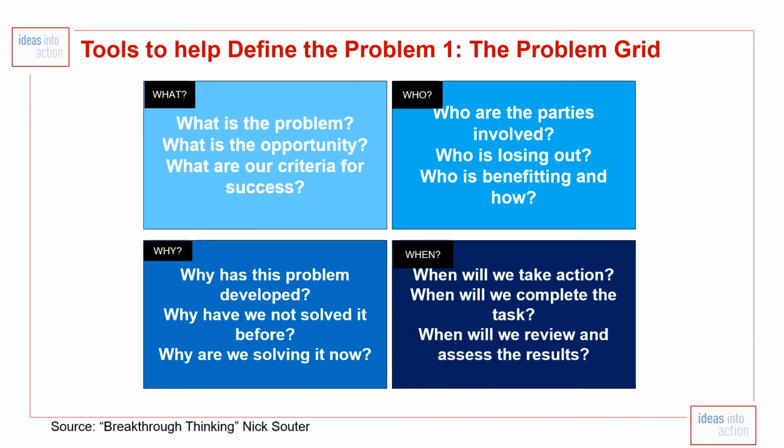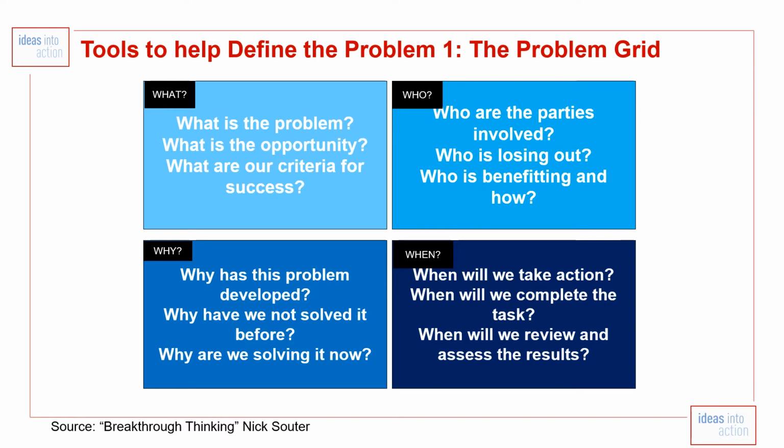And the first tool I'm going to present to help define the problem is called the Problem Grid. And the source for this is a book called Breakthrough Thinking by Nick Salter, which I find a useful source of problem-solving tools, and you'll see several of them in this course. Anyway, the problem grid comprises four elements: the what element, the who element, the why element, and the when element. So in the what element, we define what is the problem, what is the opportunity, what are our criteria for success.